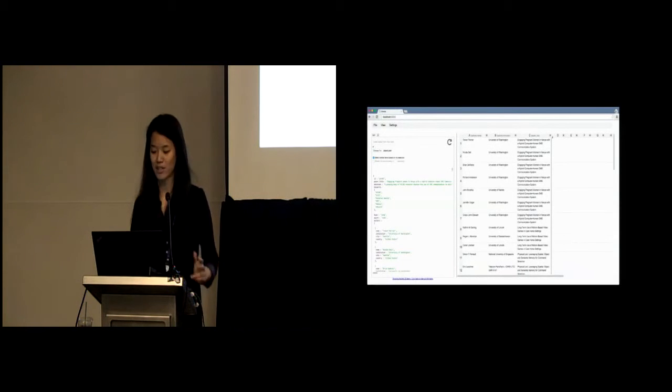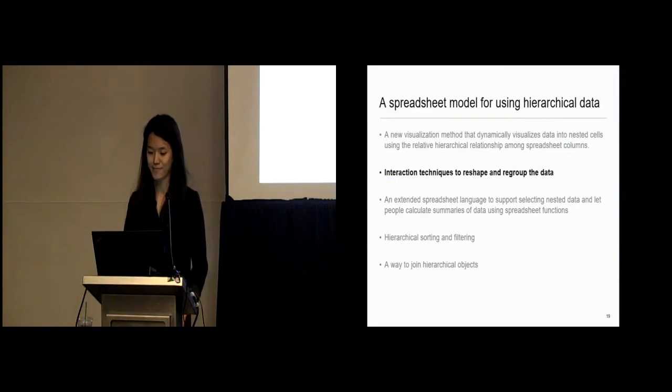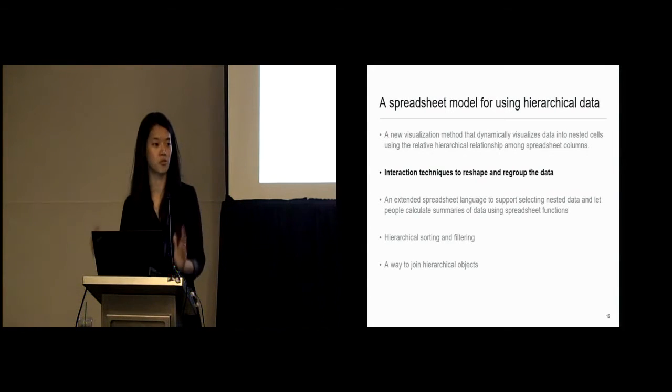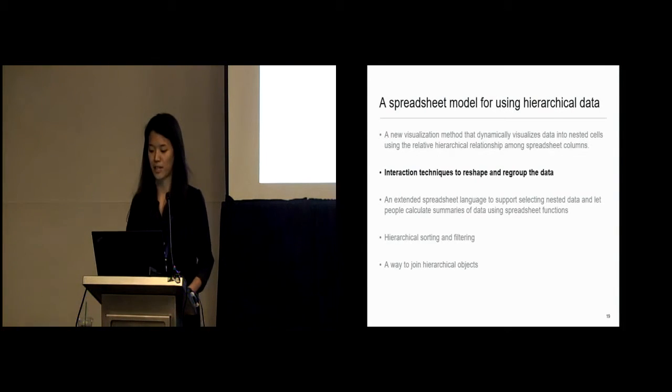So this dynamic visualization method allows the user to easily structure or flatten the data by moving the columns using drag and drop. The user can further regroup the data by any field she wants. In our system, the columns used for grouping are always put at the beginning of the table.